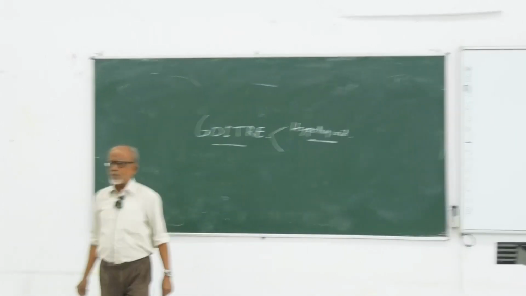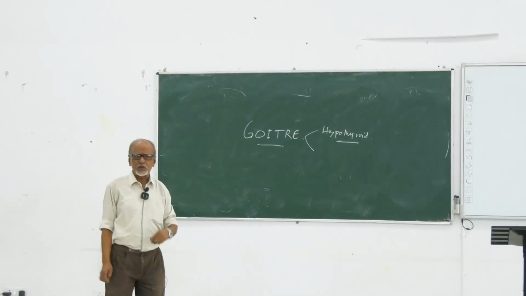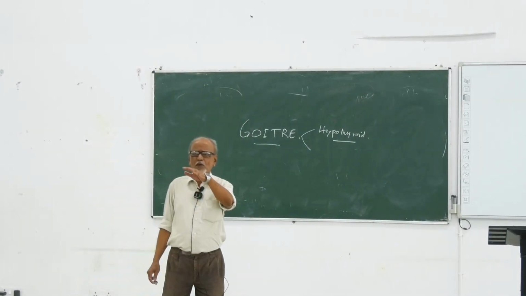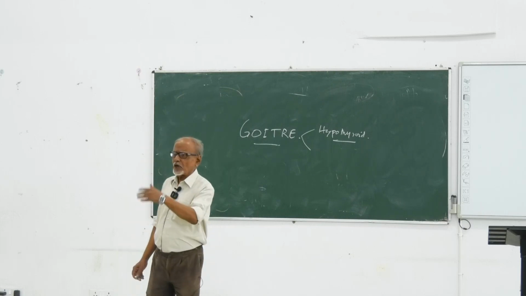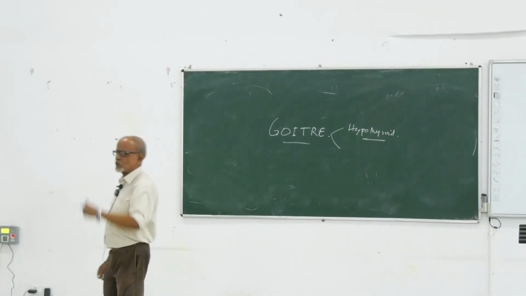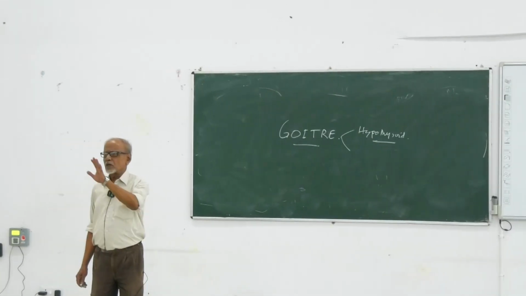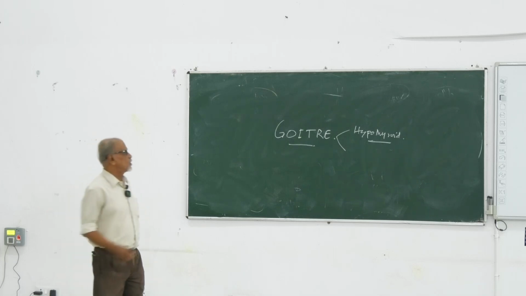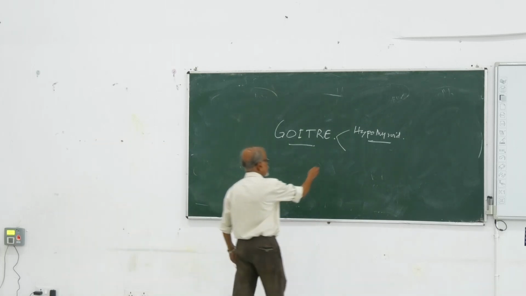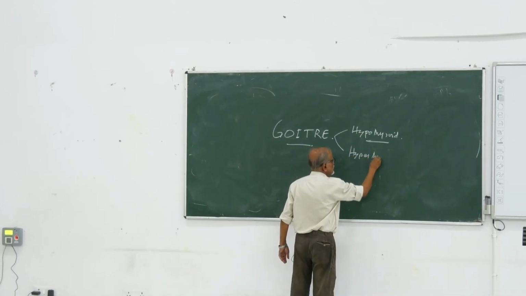Well, when the thyroid hormone level increases in the blood above normal, that means the thyroid gland is producing more hormones, undergoing hypertrophy, and again the thyroid gland will be enlarged, and that condition will be called hyperthyroid goiter. Hyperthyroid goiter.